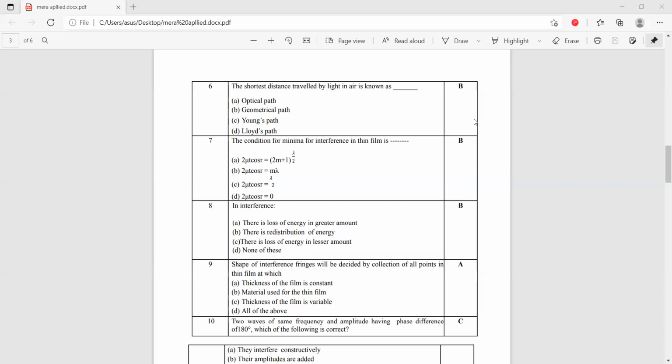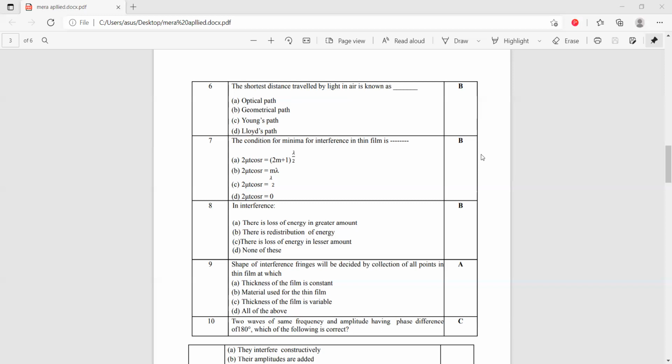Ninth question, shape of interference fringes will be decided by collection of all points in thin film at which. We have to complete the statement. Option A, thickness of the film is constant. Option B, material used for the thin film. Option C, thickness of the film is variable. D, all of the above. So the correct answer is option A, thickness of the film is constant.